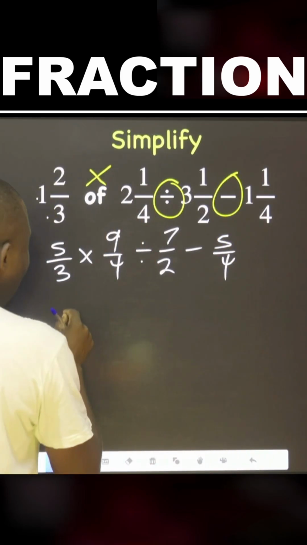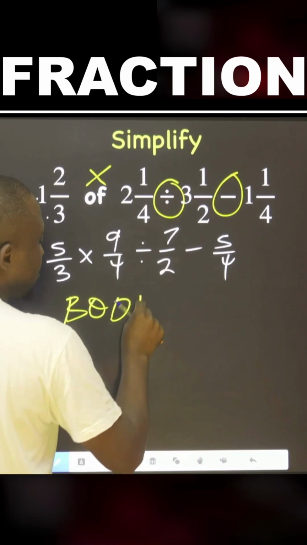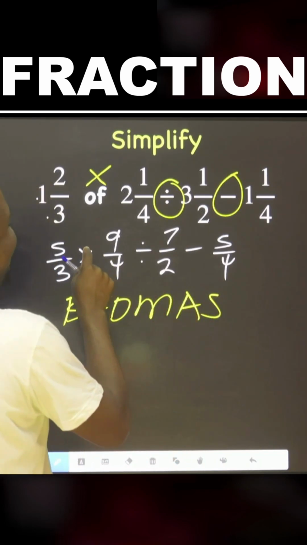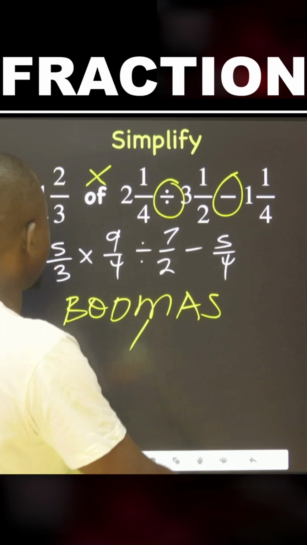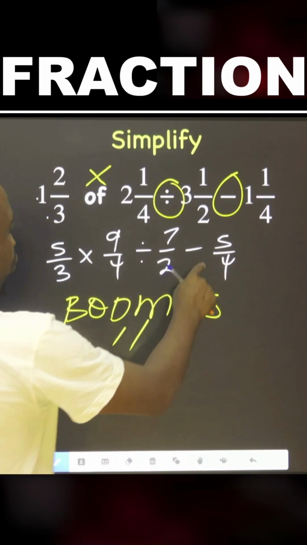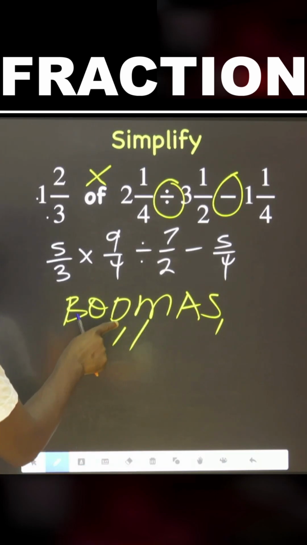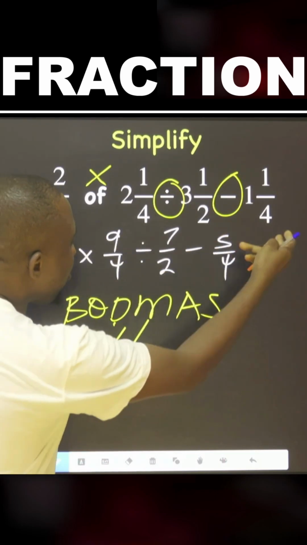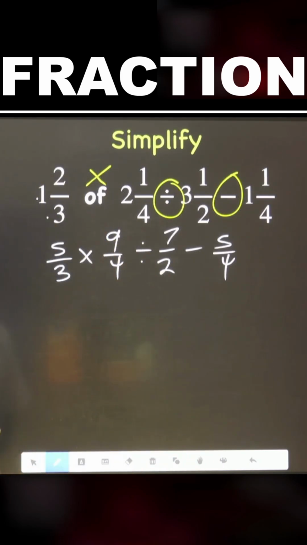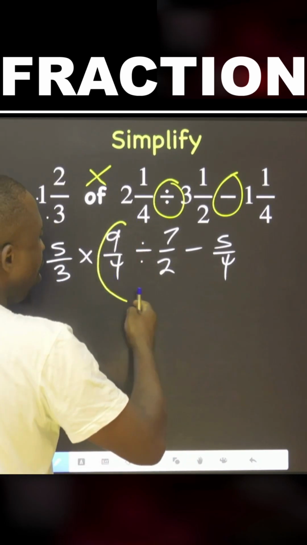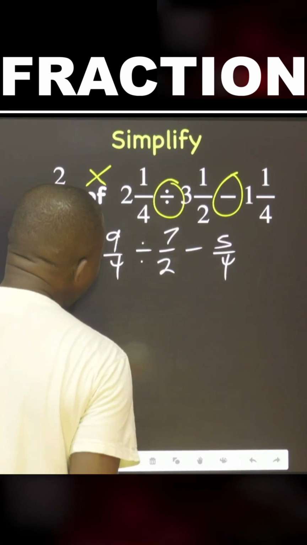Now, if you look at BODMAS, we have multiply, that is multiplication, division. We have minus. As you can see, divide comes first before any of these other two. So we have to do divide before we even do times. Okay? That means we have to work on this first before we move ahead.